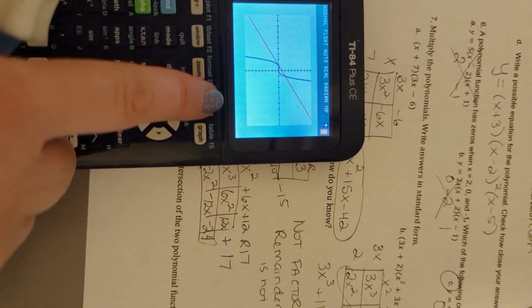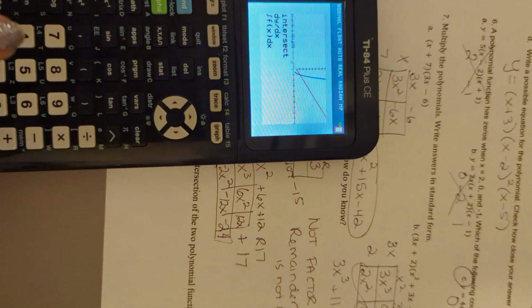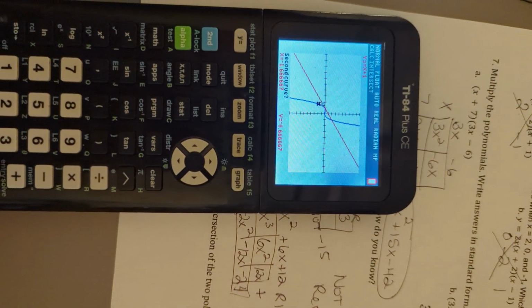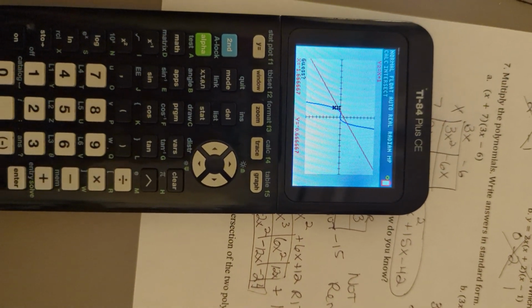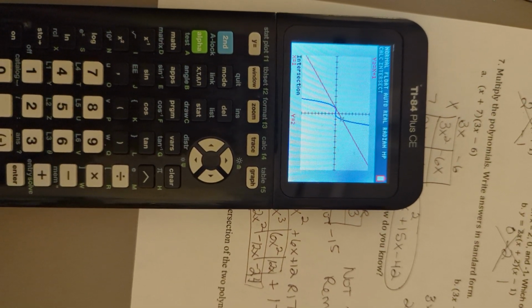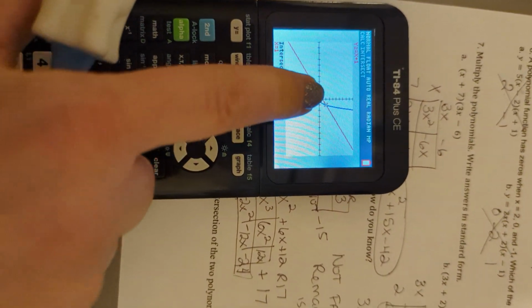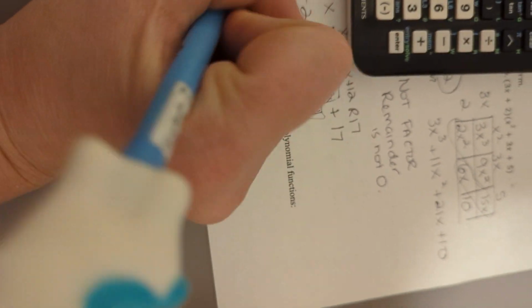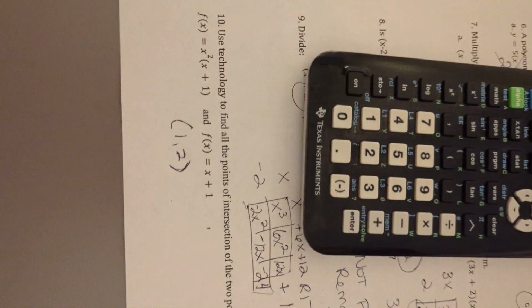And so we're going to go to second calculate intersect, number 5. And I'm just going to arrow over. So I'm on the blue curve, the red curve, and I'm close to that intersection point. So it looks like up here they intersect. At 1, 2, they intersect. Oops. 1, 2. And it looks like they intersect down here.